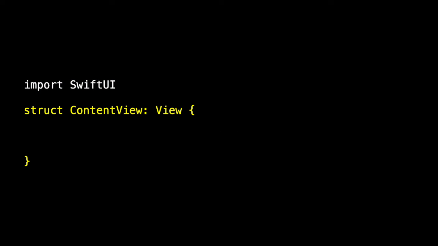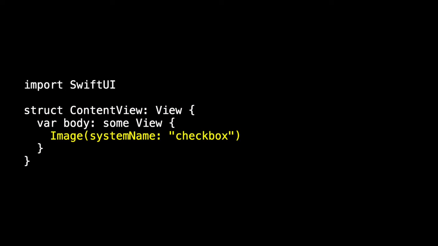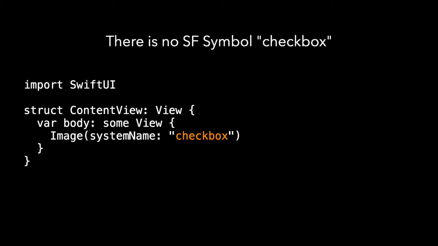So imagine we're creating a simple SwiftUI view. We need to import SwiftUI. We create a view, it has a body, and the body does nothing more than display an image using a system name. So we're passing in an SF symbol using the name as a string. In this case, there is no SF symbol named checkbox. I made this mistake in front of a workshop recently, and there's no way for the compiler to warn me that I've made a mistake. In general, we hate strings used as identifiers. So let's see if we can fix that.